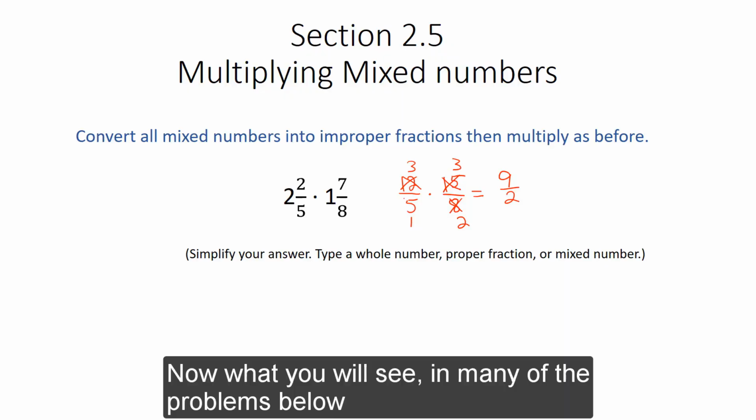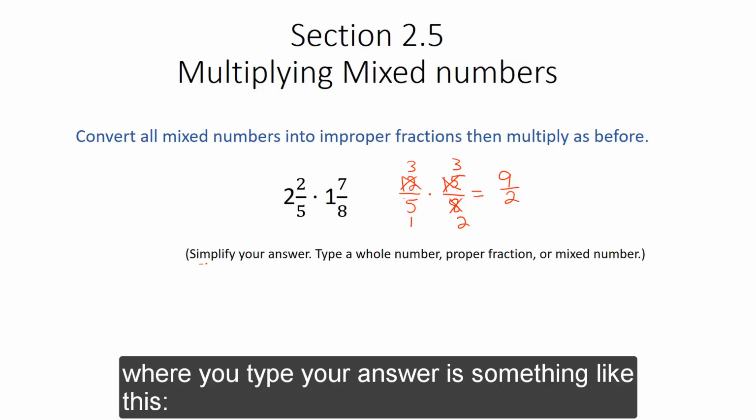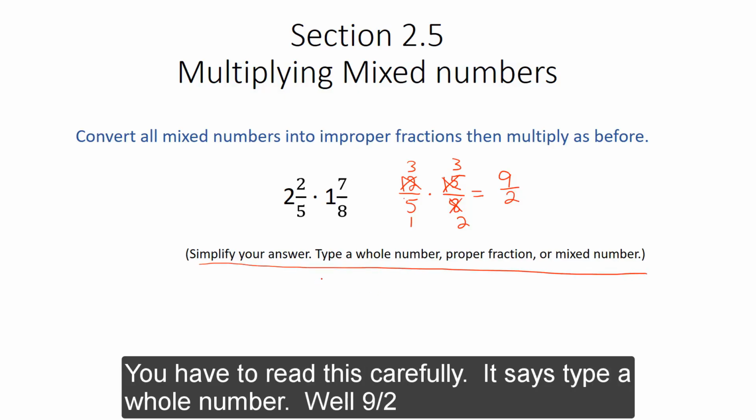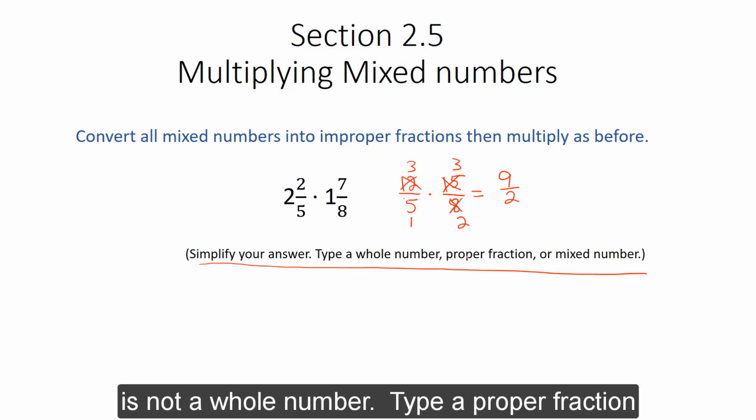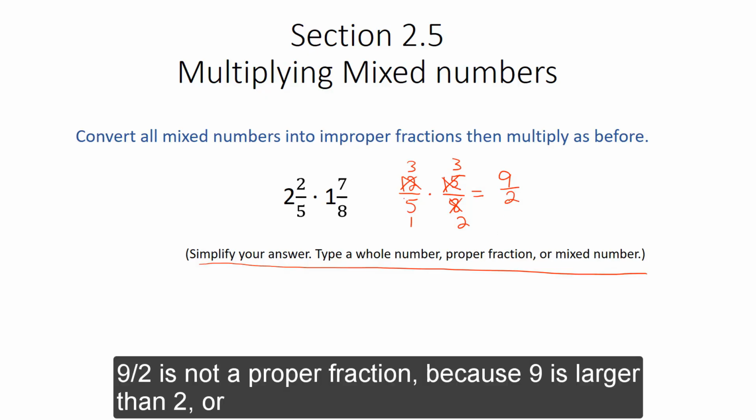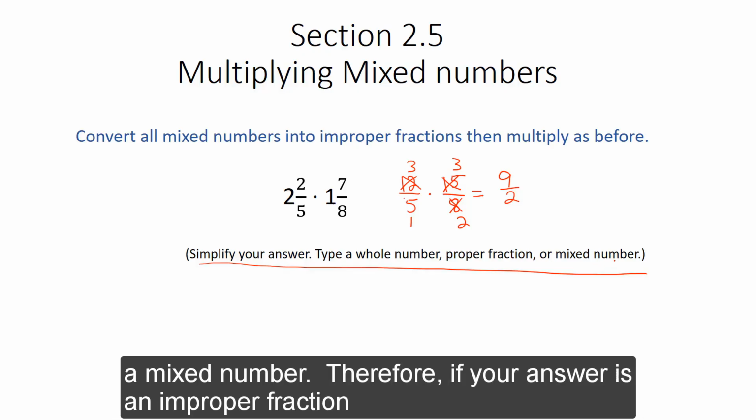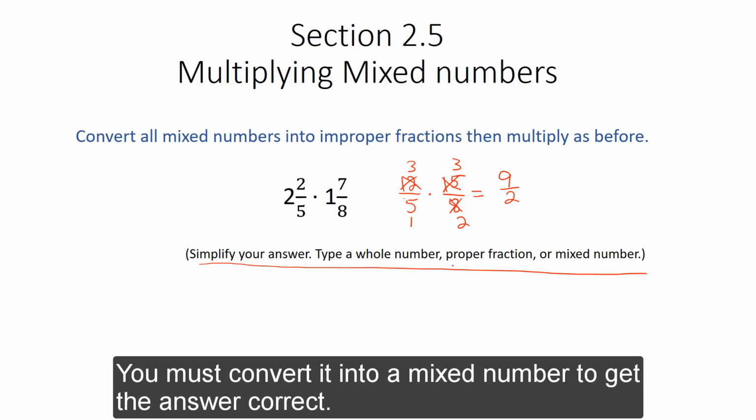Now what you will see in many of the problems below where you type your answer is something like this. So you have to read this carefully. It says type a whole number. Well, 9 over 2 is not a whole number. Type a proper fraction. Well, 9 over 2 is not a proper fraction because 9 is larger than 2, or a mixed number. So therefore, if your answer is an improper fraction, you must convert it into a mixed number to get the answer correct.